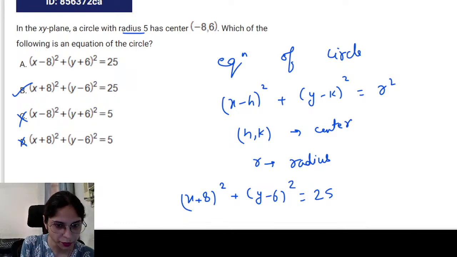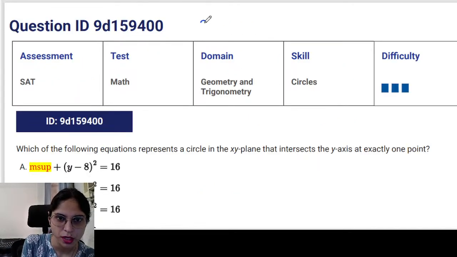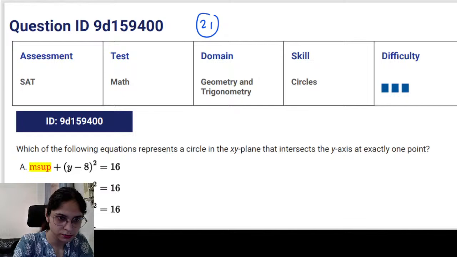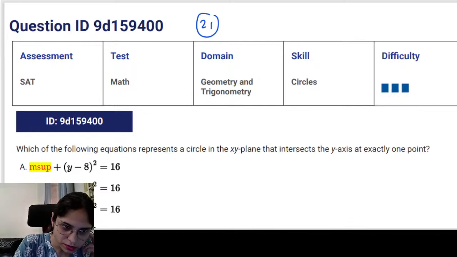So that was question number 20. Now question number 21. Just remember, you have to switch the signs. If it is negative 8, it will become plus 8. If it's 6, it will become minus 6. And remember, the 21 is also a difficult one. So there was only one medium question in equations.